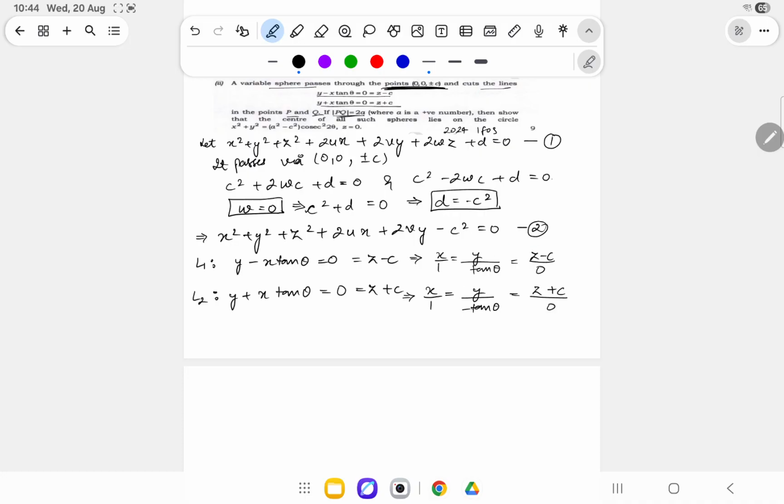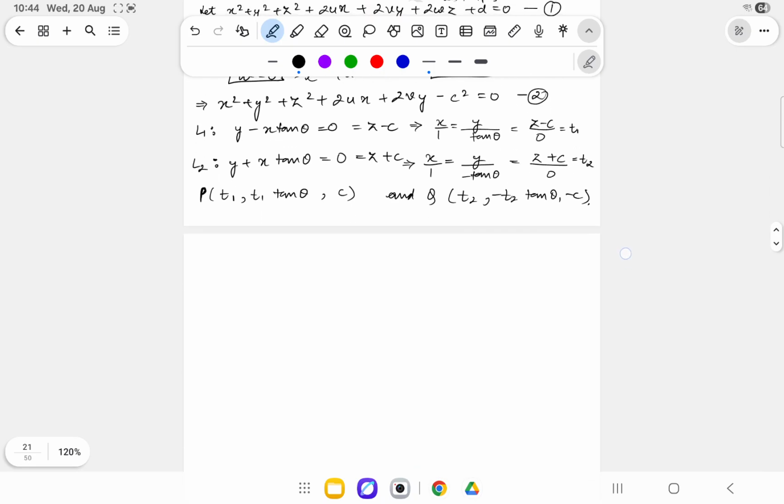Since my equations are in symmetrical form, I can easily find any arbitrary point on lines L1 and L2. Let this one be equal to T1 and this one be equal to T2. So I can get a variable point P. My point P will be T1 comma T1 tan theta comma C, and likewise my point Q will be T2 comma minus T2 tan theta comma minus C. Since these lines touch the given sphere, P and Q must satisfy the equation of the sphere.